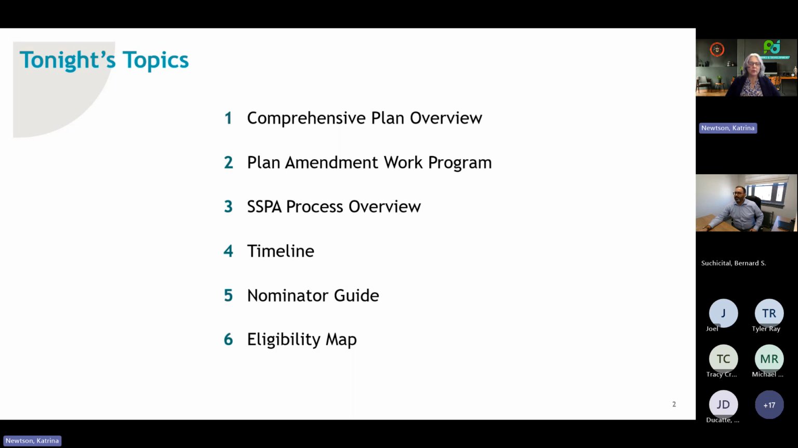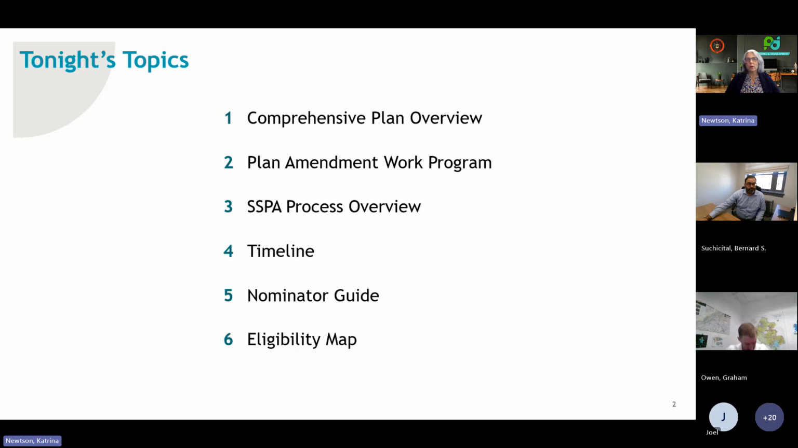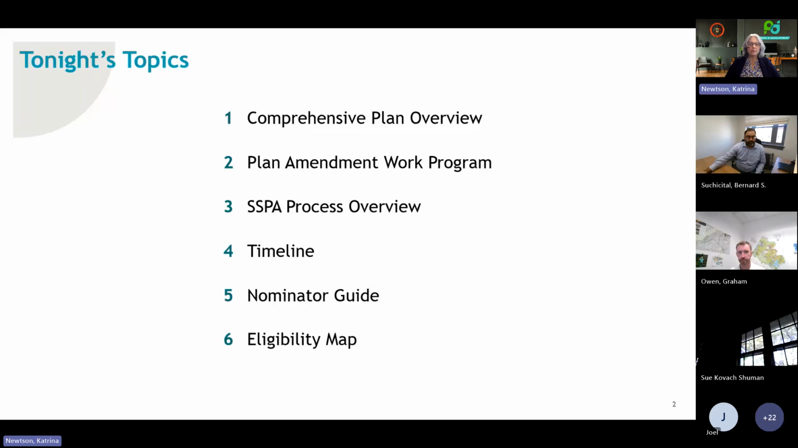So here are the topics that we're going to talk about today. I'm going to give you a little bit of an overview of the comprehensive plan. We're going to talk about the plan amendment work program. I'm going to give an overview of the SSPA process, talk a little bit about the timeline. I'm going to go through the nominator guide and talk about the eligibility map as well.